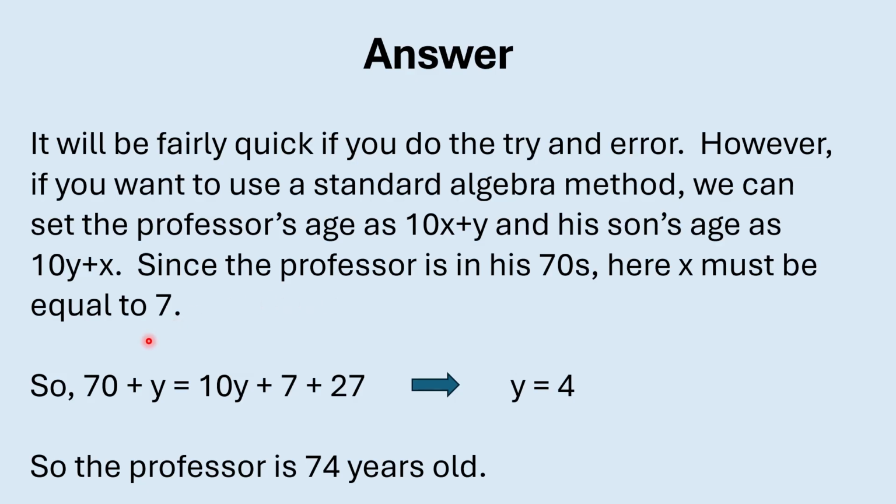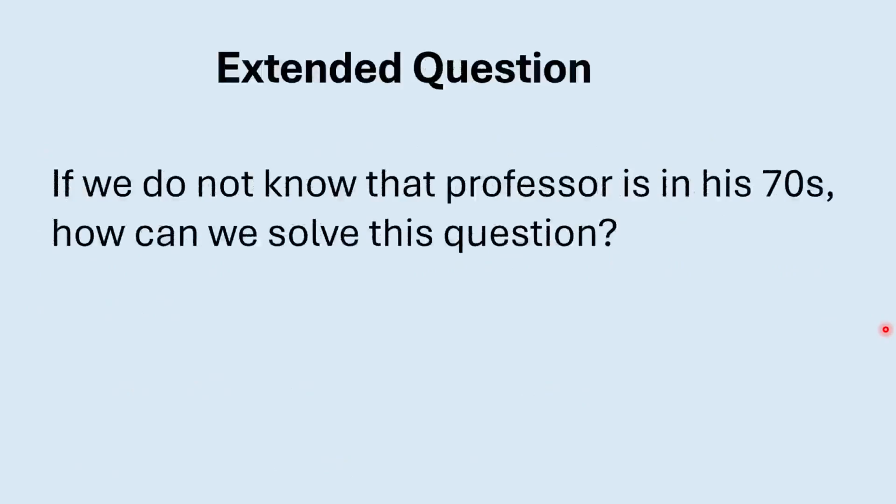Okay, so the professor's age is 70 plus y, and his son's age is 10y plus 7. And because the professor is 27 years older than his son, we can build up this equation: 70 plus y is equal to 10y plus 7 plus 27, and it is quite easy to solve this equation where y is equal to 4. So that means this year, the professor is 74 years old and his son is 47 years old.